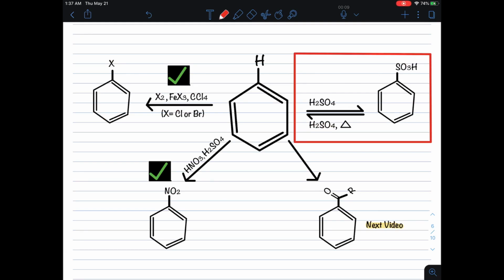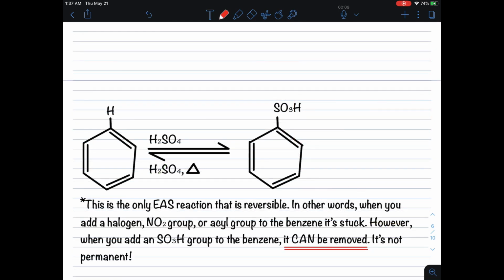So far we've looked at how we can halogenate a benzene and how we can add a nitro group to a benzene. And now we're going to look at how we can add a sulfur group to a benzene. So to substitute a benzene hydrogen with a sulfur group, all you have to do is add sulfuric acid.